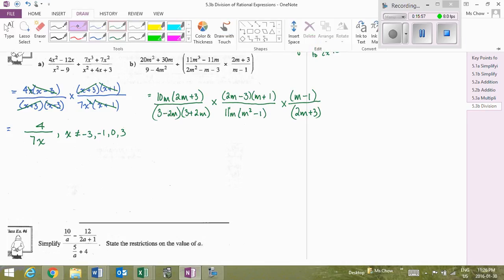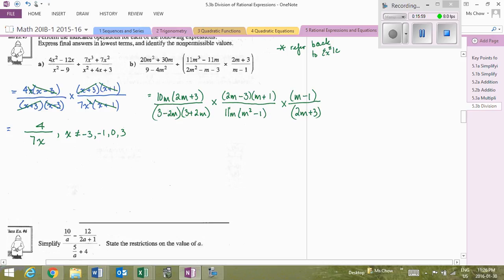Taking a look at this second one, if you're not sure why I reciprocated everything the way that I did, please just hit pause right now and look back to example number 1C on the last page. So let's get back and take a look here. We've got 2m plus 3 and 3 plus 2m, those are just exactly the same.